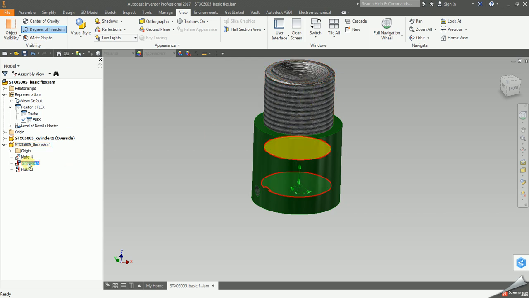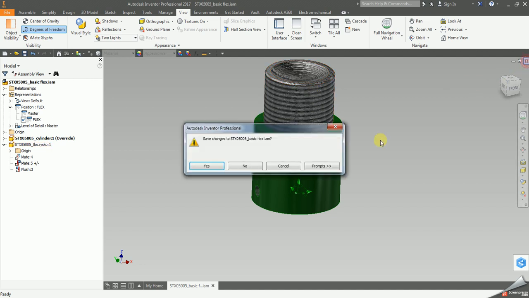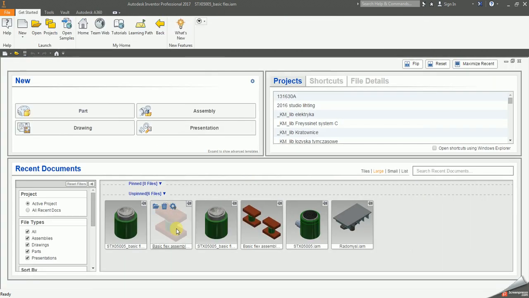So this mate constraint should prevent the piston from rotating, from moving upside down or moving out of the cylinder or moving sideways, or generally it should only be allowed to move along the axis. So I will now close this assembly, not saving it.